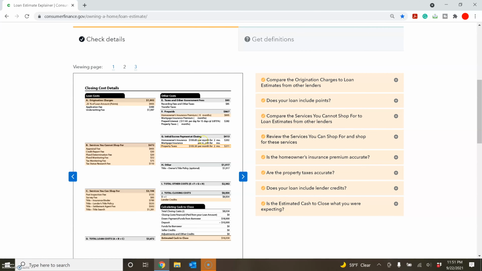Now, the reason they do these reserves is because they've determined that when people's payments change often throughout the year, there's a higher likelihood of them defaulting on their loan. And so by using these reserves, they don't have to change your payment in the middle of the year.